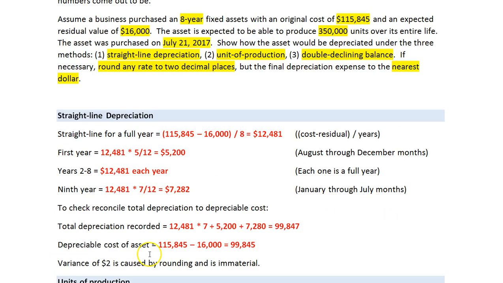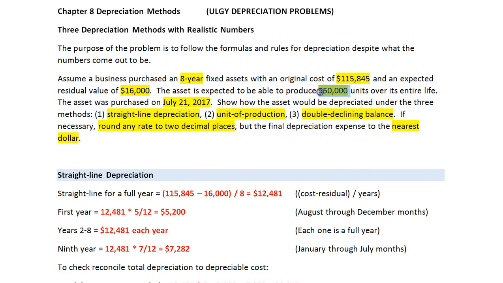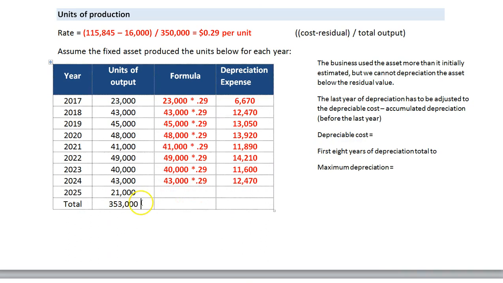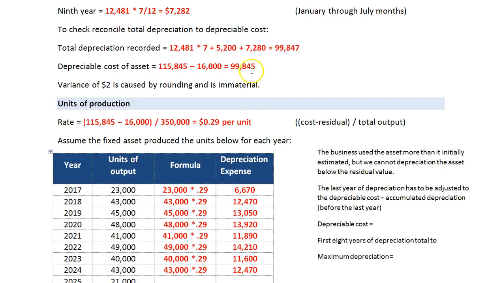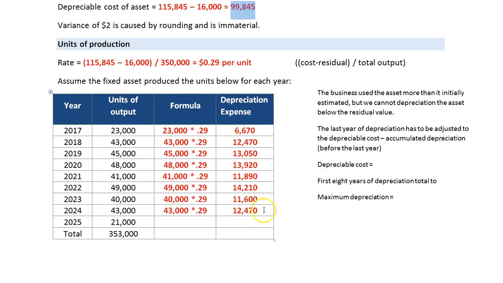What's happening here is we've actually produced more than we planned on producing. And what we're going to do at the last year is we're going to make sure that the total amount of depreciation that we record is going to be equal. We're going to force it to equal this total depreciable cost. So we want to record this amount of depreciation over the entire life, which is the initial cost minus the residual. So we're going to force this last month to make that true.